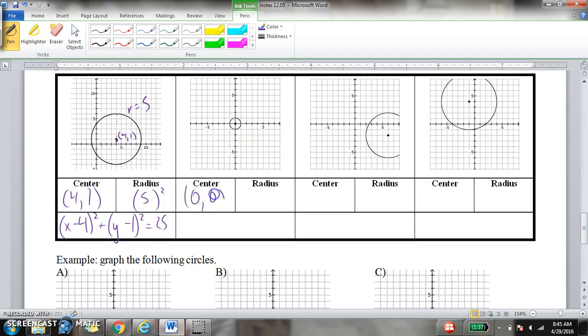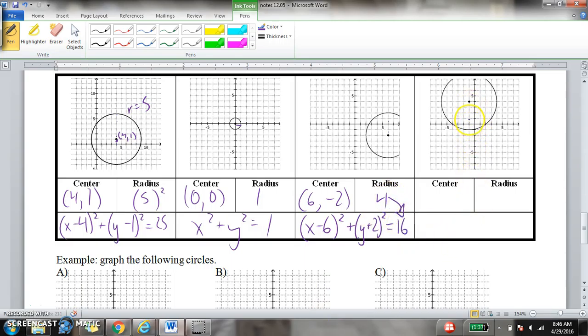Center 0, 0, radius is just a 1, so x squared plus y squared equals 1 squared, which is 1. Center for this one looks like 6 and -2, and the radius, if we count it, 1, 2, 3, 4 units. So that's going to be x minus 6 squared plus y plus 2 squared. Definitely don't forget the plus in the middle of the x's and the y's, and don't forget the squared on the outside of the parentheses. Equals 4 squared, which is 16.